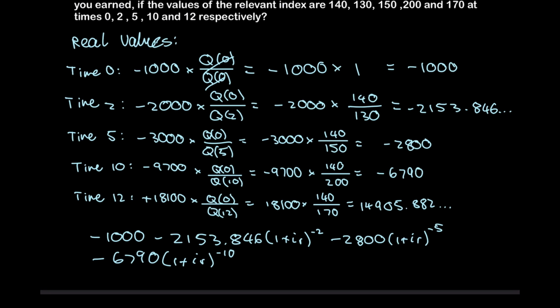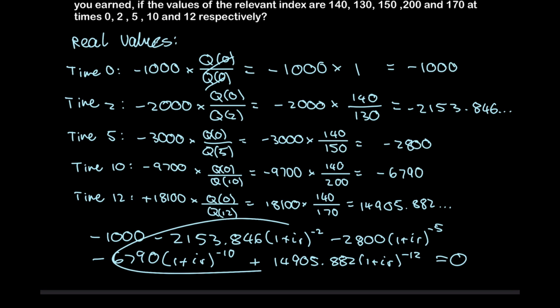And the 2,800, that real value I had to discount by 5 periods, and the 6,790 by 10 periods. And then we are adding, this is our inflow, 14,905.882, and that goes back by 12 time periods. And this left-hand side should equal 0 because this left-hand side represents our net present value.